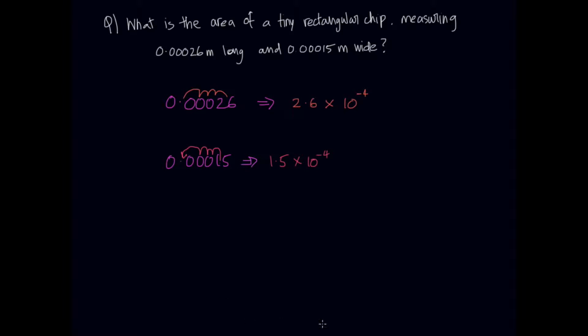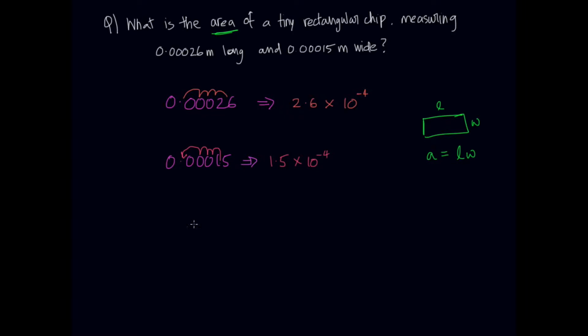Okay, so this is just the first part. We haven't even begun solving the question yet. So the question is asking me, what is the area of a rectangular chip? Now, if I just quickly draw a rectangle here, this is my length, this is my width. Area is just length times the width.